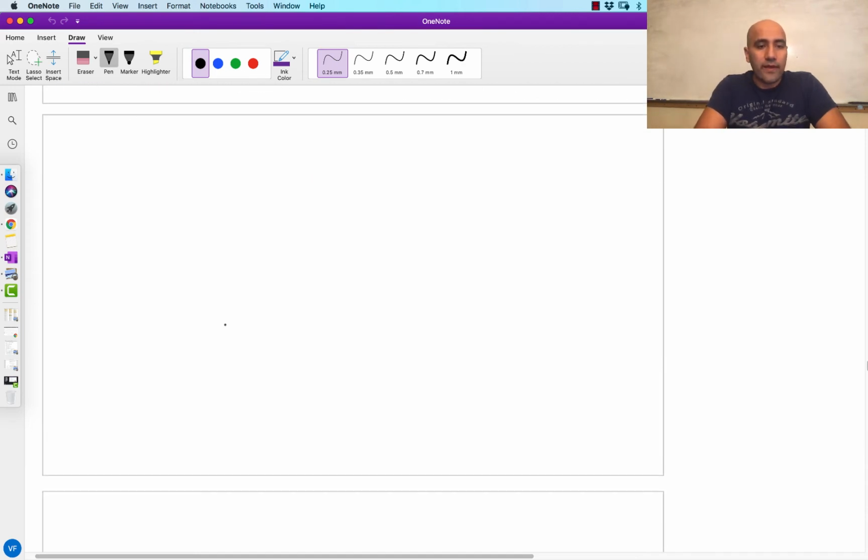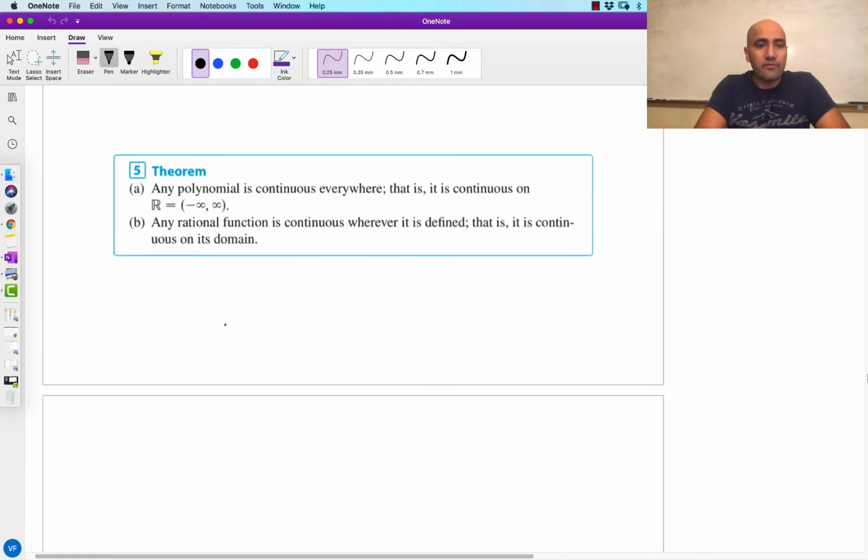Okay, coupled with that, we have theorem 5. Any polynomial is continuous everywhere. That is, it is continuous on the interval R, which is from negative infinity to positive infinity. That's a really powerful statement. Any polynomial is always continuous on all values. Any rational function is also continuous where it's defined, that is, continuous on its domain.